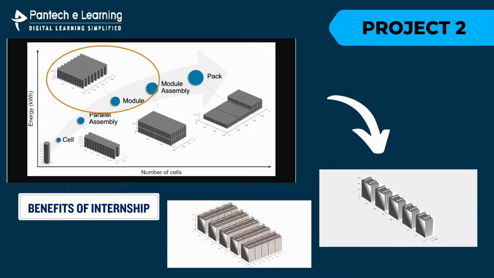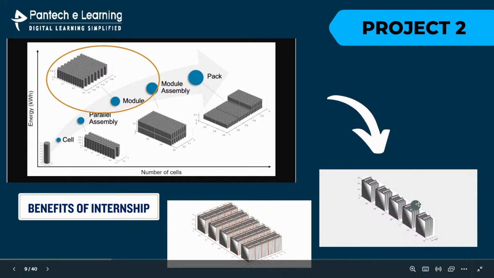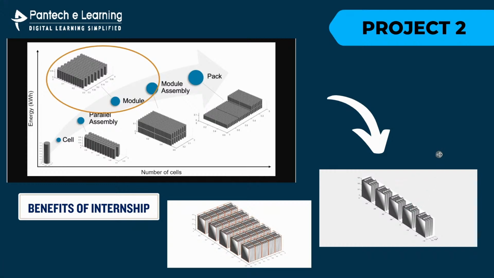So project 2 is a battery pack. How to create a battery pack for an electric vehicle, or for an EV two-wheeler or four-wheeler. This is the procedure. First you have to create a cell, and after that a parallel assembly, and then a module, and finally a module assembly, and then finally the battery pack for your electric vehicle. And this is the output of our simulation, and this one is project 2.